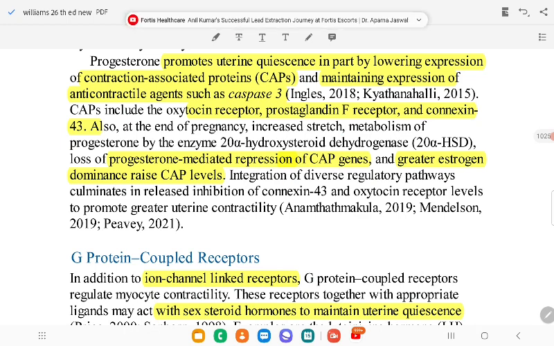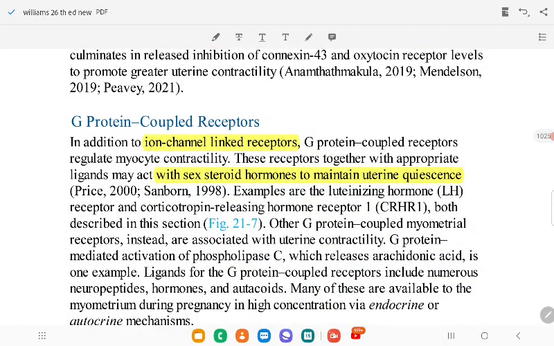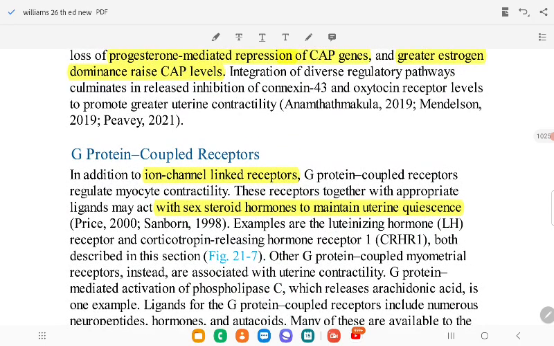What happens? Increased stretch or metabolism of progesterone by 20 hydroxysteroid dehydrogenase causes loss of progesterone-mediated repression of CAP genes, resulting in greater estrogen dominance. This raises the contraction-associated protein levels, which will lead to contraction. Integration of diverse signals culminates in release of inhibition of connexin 43, and oxytocin levels promote greater uterine contractility.